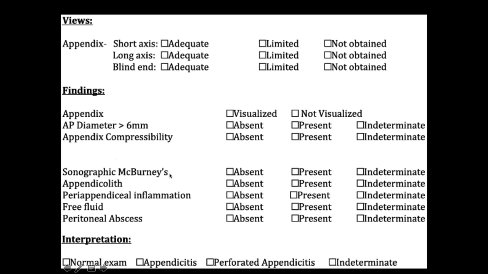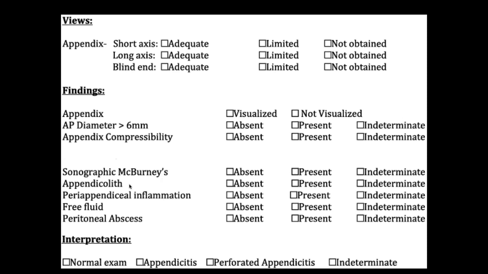Sonographic McBurney's is very similar to sonographic Murphy's. It's when you are visualizing the appendix directly under your linear transducer, or your curvilinear if it's a patient you needed more depth on. Once you find that appendix under the ultrasound, you then compress. If the patient is tender while you're doing that, that's a positive sonographic McBurney's, and you're going to make note of that. That is suggestive of appendicitis.